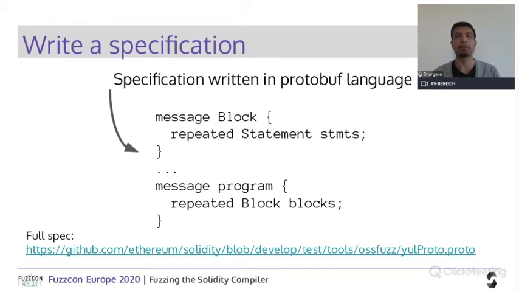So repeated, for example, means one or more, actually zero or more, and so on and so forth. So what you can see is that you begin with a message called a program, which is the high-level program, which consists of a repeated sequence of basic blocks, and the basic blocks in turn consist of a repeated sequence of statements. Of course, this leaves out a lot of diversity in the grammar. If you want to take a look at the full spec, it's linked in the slide below. It's on GitHub.